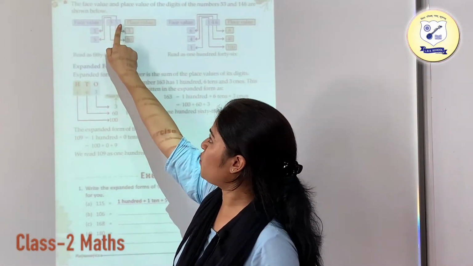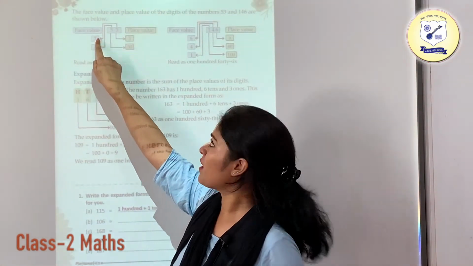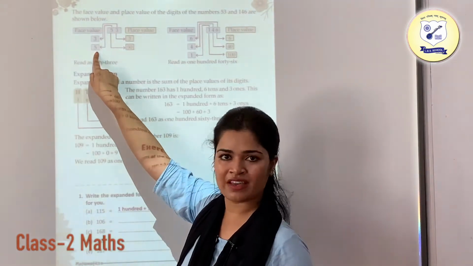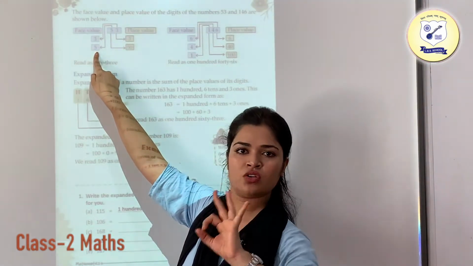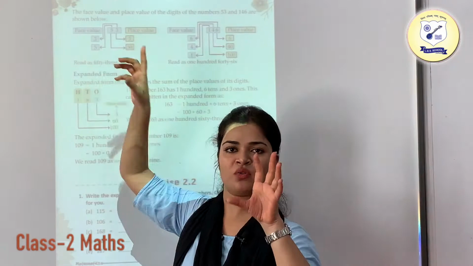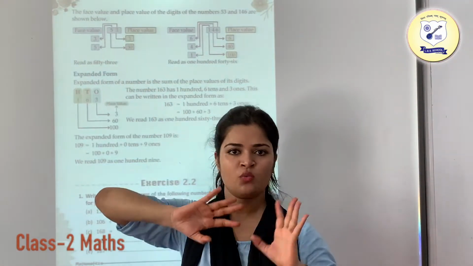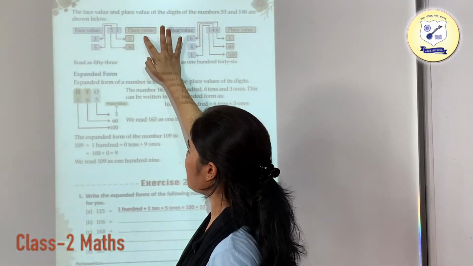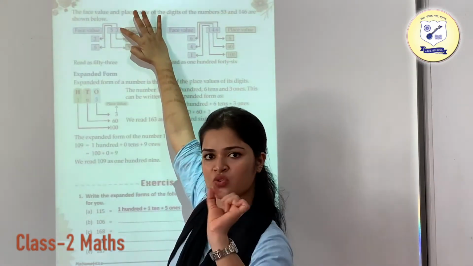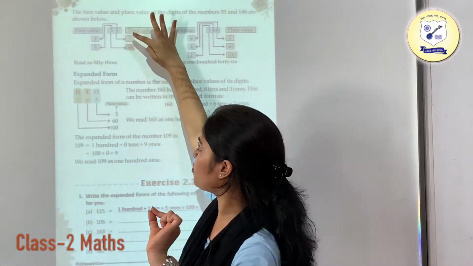The face value of this number is going to be 3 and the face value of this is going to be 5. Same. You just don't think about the position on which it is kept. Just write the number which is given to you. Okay. Now we are talking about place value. So this is on ones place, so we are just going to multiply 1 into it. So this is going to be a 3.